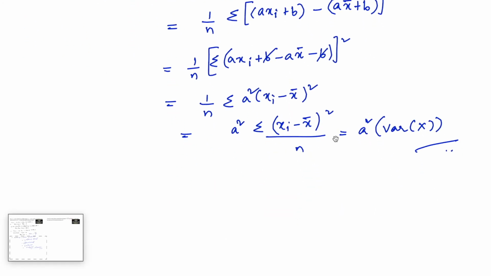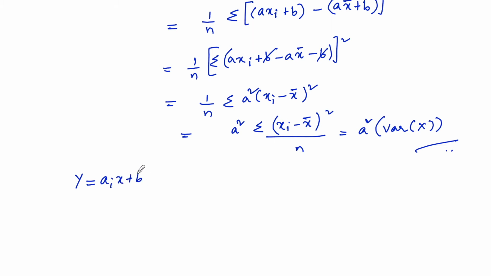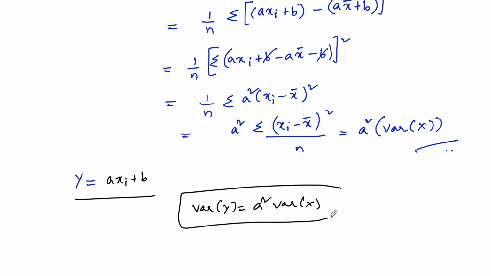So we can just remember, if the variable y is connected with x in such a way that yi is axi plus b, then the variance is connected by variance of y is equal to a square into variance of x. So this is a standard property we can remember. Okay.